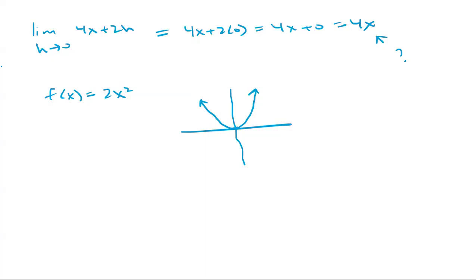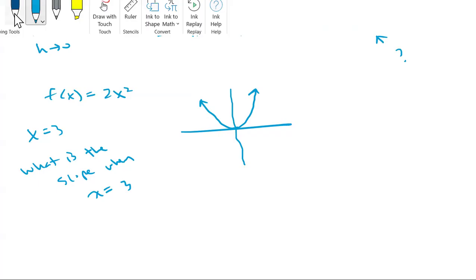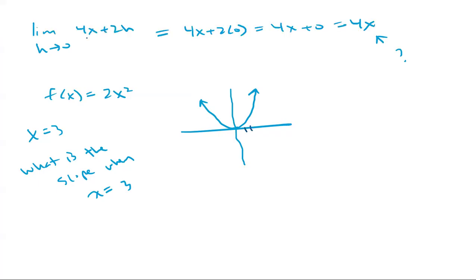So if you give me any value for x, let's say that x is equal to 3. That's saying, okay, what is the slope? That's the question. What is the slope when x is equal to 3? So again, this is called a slope generator. So if I mark it here, 1, 2, 3 is right there.